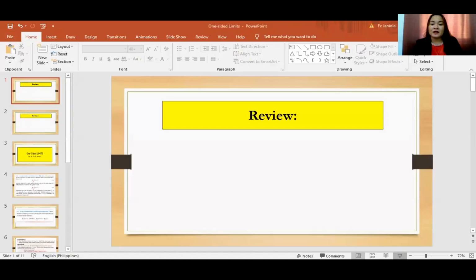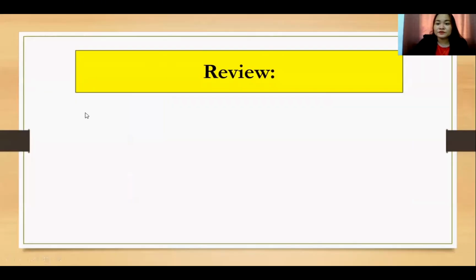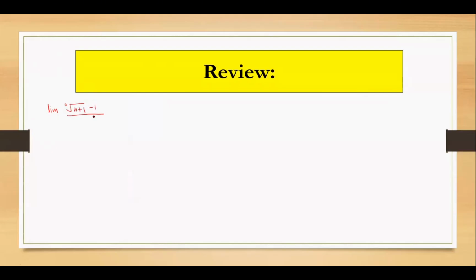Answer or review. Number 4, we are going to solve activity number 4, part of your assignment. So we have there the given for number 4, the limit of the cube root of h plus 1 minus 1 over h as h approaches 0.